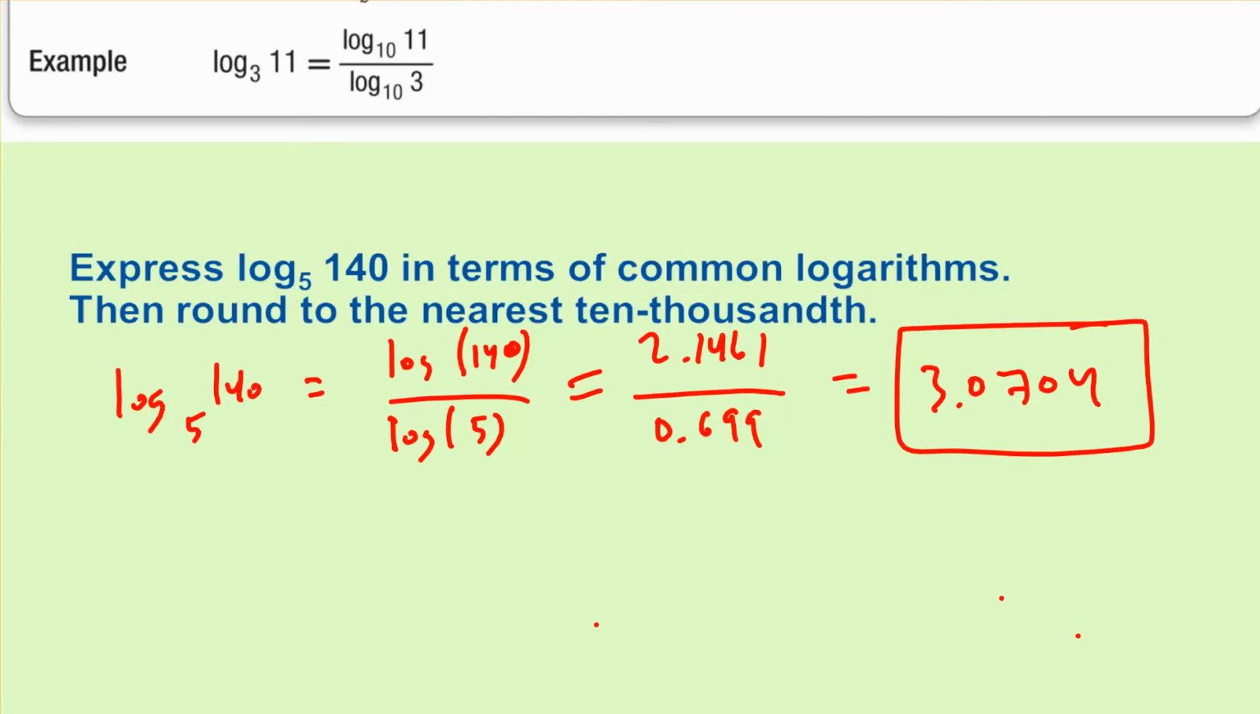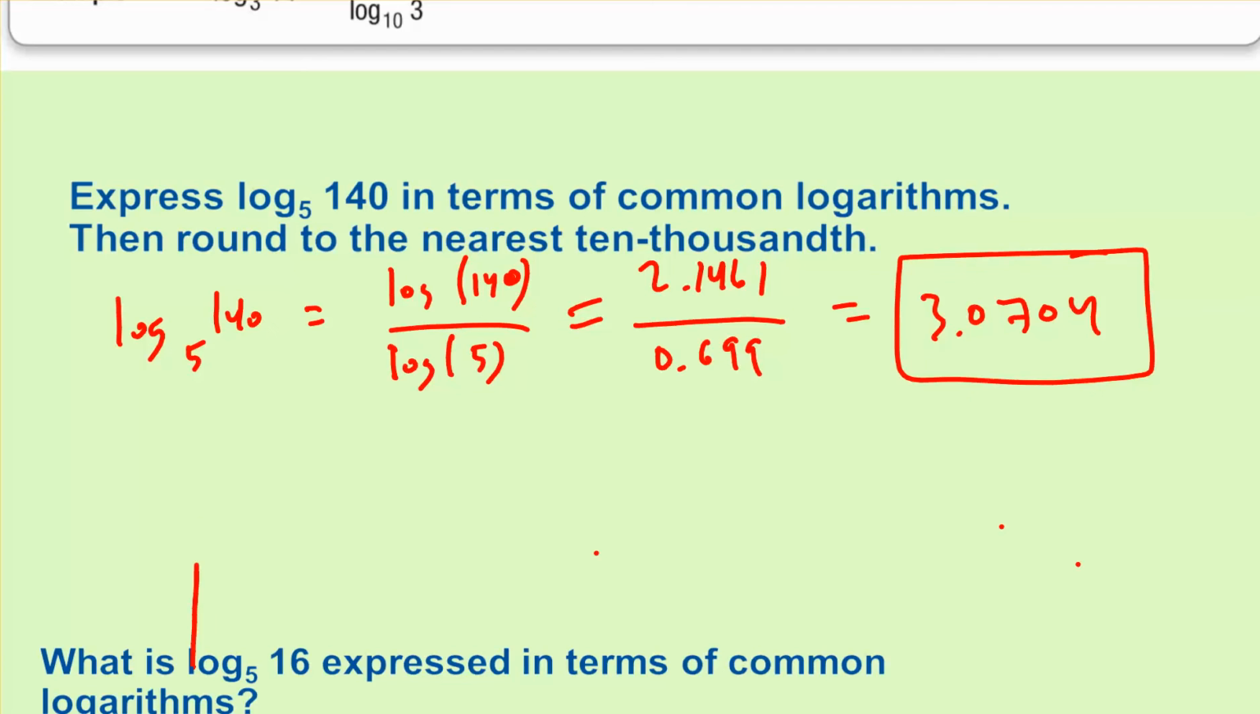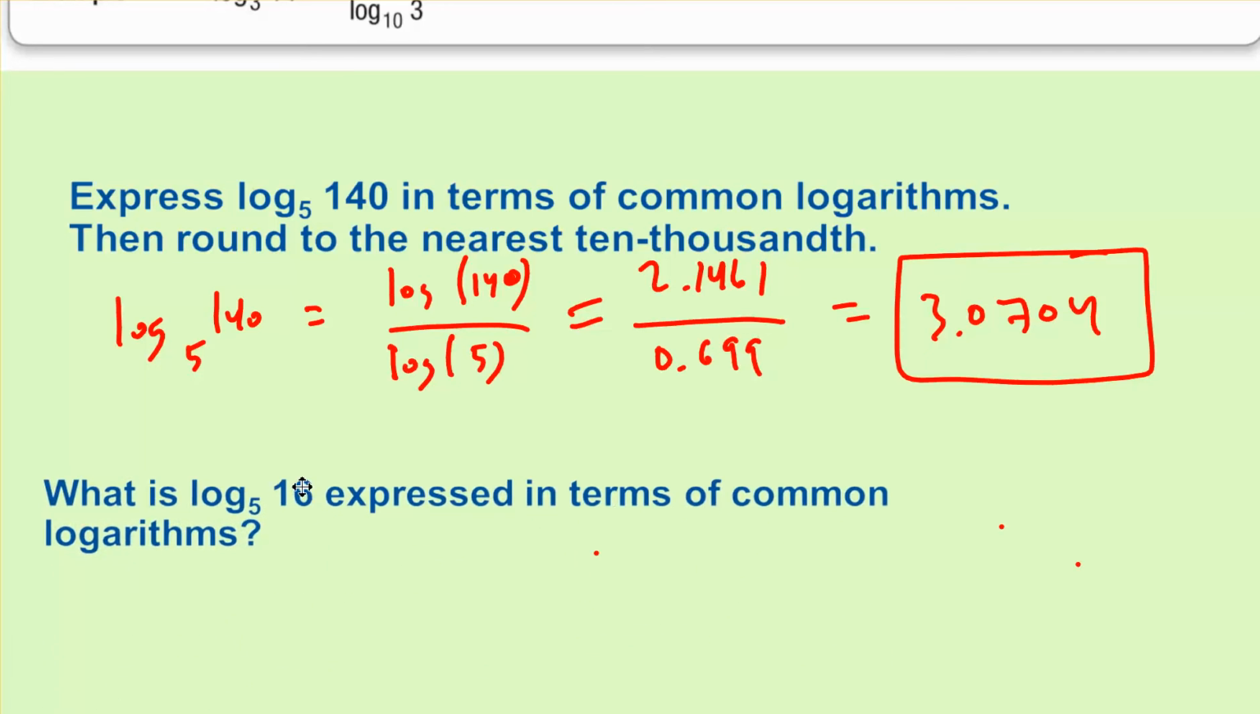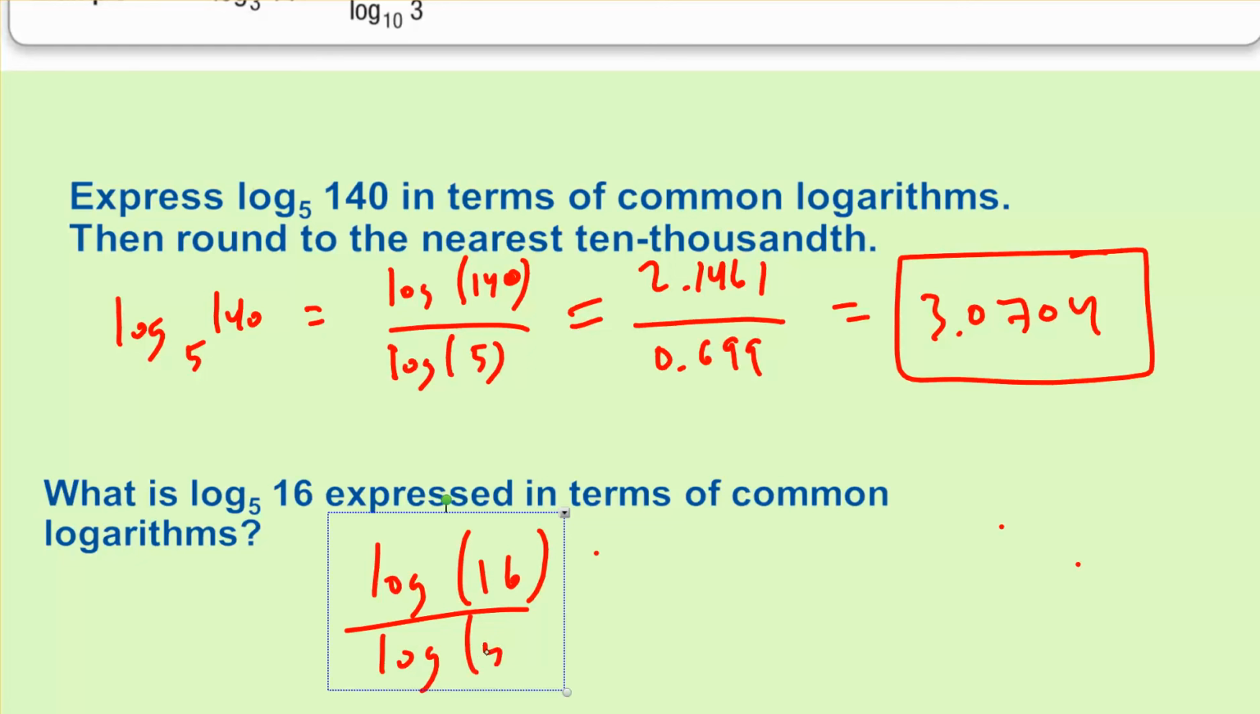All right. You know what? I'm not going to do that next example. I'm just going to show you how to set it up. Okay, there it is. All right, and so once again, we can write this as log of 16 over log of 5, and then solve.